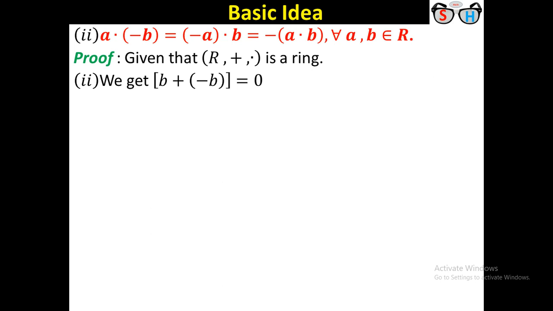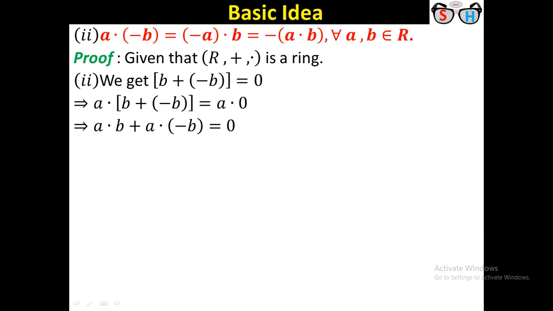So minus b occurs, and you see that here is a dot minus b, so we have to multiply by a on the left side on both. Therefore a dot (b plus minus b) equals a dot, and in that place we put 0. Again this will be 0, because in part number 1 we proved that a dot 0 equals 0 and 0 dot a equals 0, therefore a dot 0 equals 0.